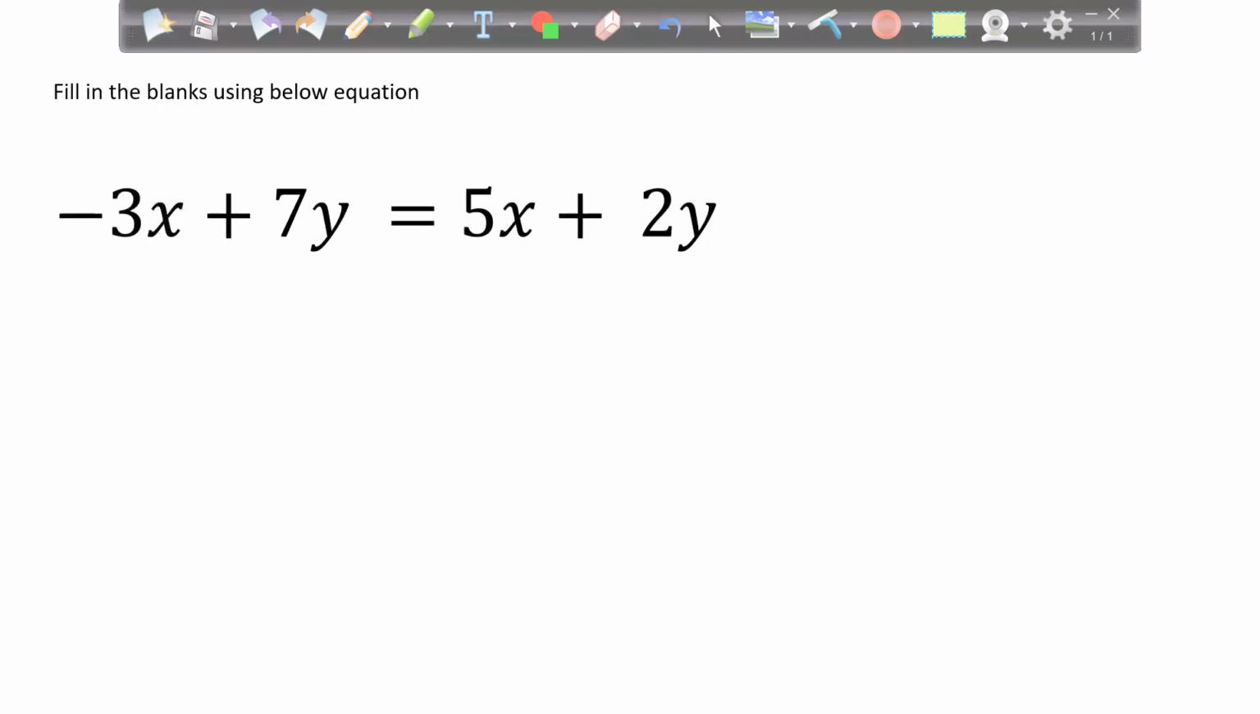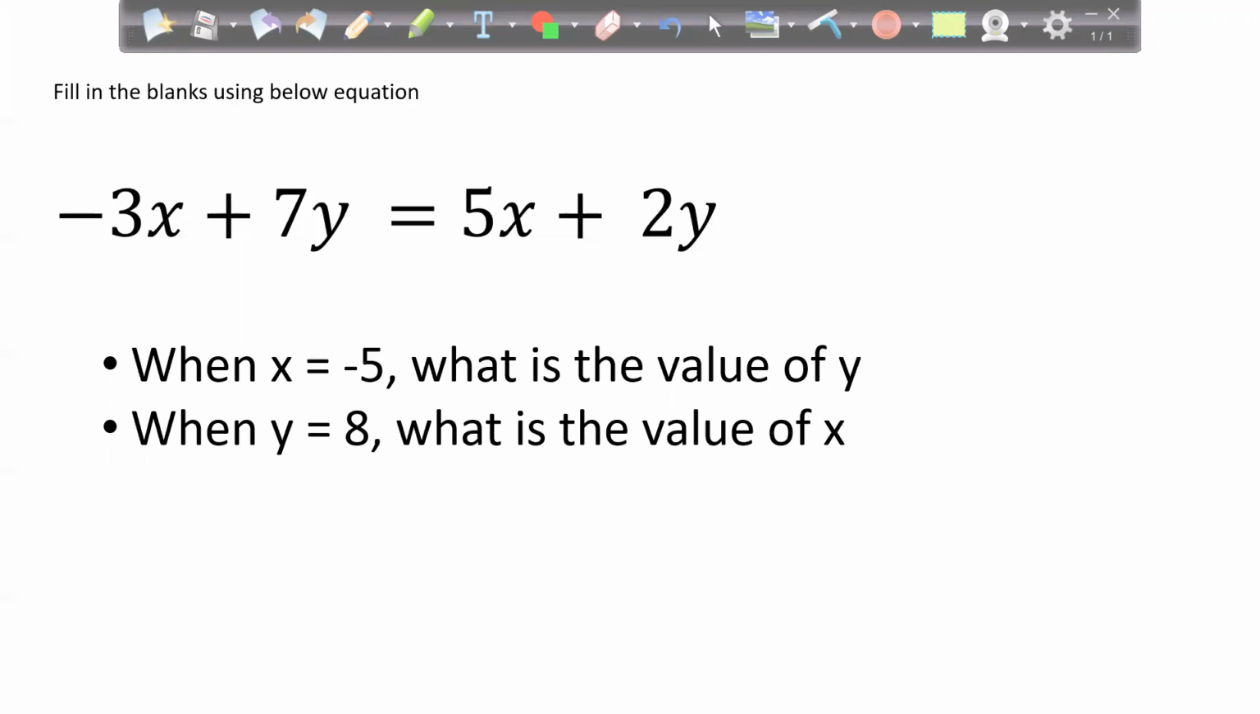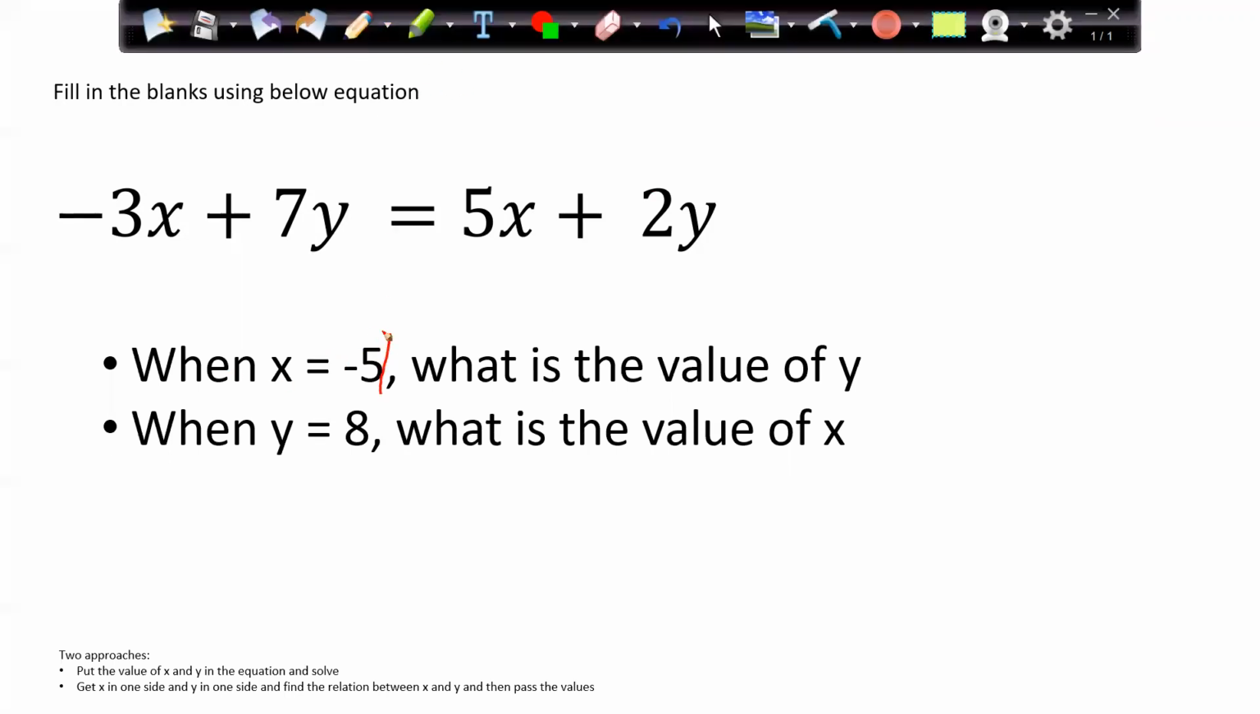Fill in the blanks using the below equation. Or basically I want to know the answer, right? What is the value of y when x is minus 5? What is the value of y when x is minus 5? Now how will I solve this? Maybe there are two approaches as I mentioned here. I'll directly put the value of x in the equation, or first of all I'll solve the equation for x and y and then I'll put that.